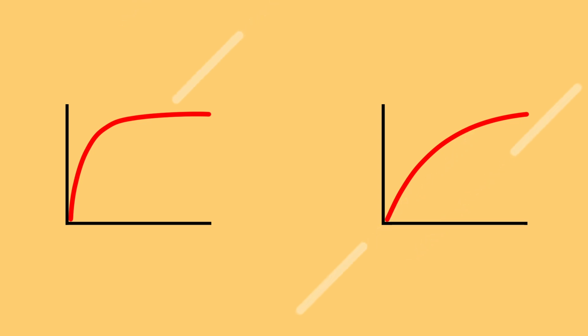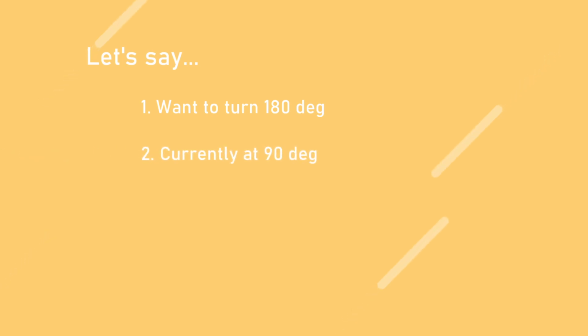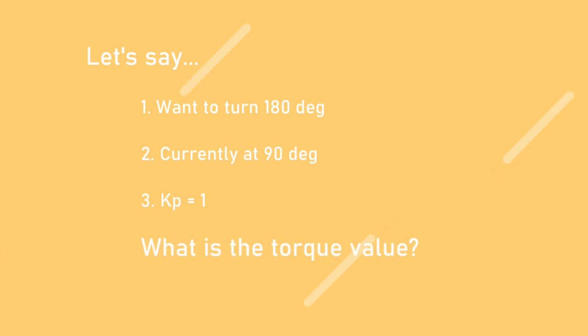Sounds hard, but let's replace it with the numbers in this situation. Let's say that you want your motor to turn 180 degrees. You are currently at 90 degrees, and you assign your Kp to 1. What is the torque value? 90. Now let's say you changed your Kp to 2. What is the torque value now? 180. So, it is obvious that your Kp is going to determine the most part of how your motor acts in the PID control.